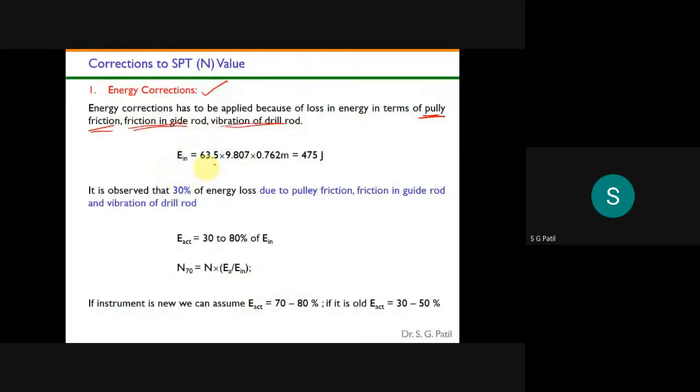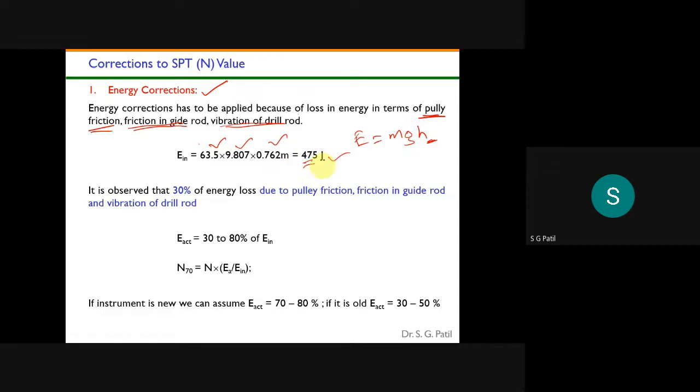So in the ideal situation, how much total energy will be utilized while driving the sampler? Energy is nothing but mass times gravity times height. What is the mass of my hammer? Mass of hammer is 63.5 kg. What is gravity on earth? On earth, gravity is 9.8. And what is the height of fall of this hammer? 762 mm or 0.762 meter. If you multiply, I will get 475 joules.